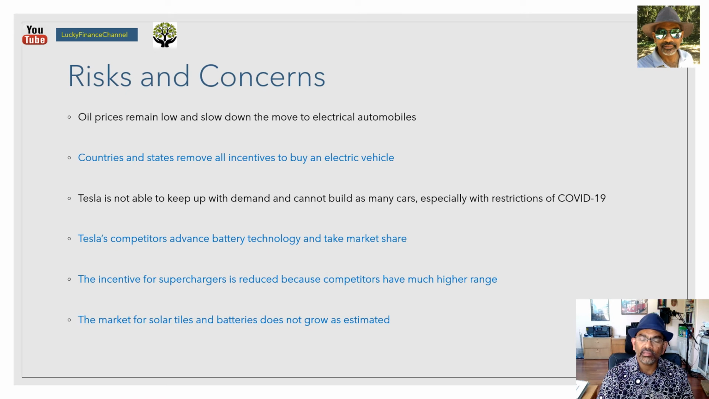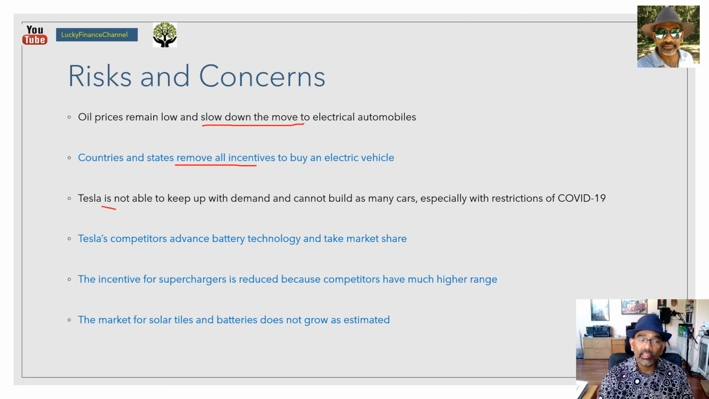Risks and concerns. Oil prices remain low. Oil's trading between $20 and $30 a barrel. It went as low as $10 a barrel a few weeks ago. And certainly that can slow down the move to electric vehicles. I think a lot of countries and states are in the process of removing incentives to buy an electric vehicle, so that could slow things down a little bit.